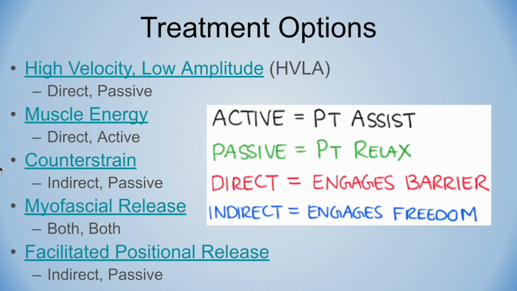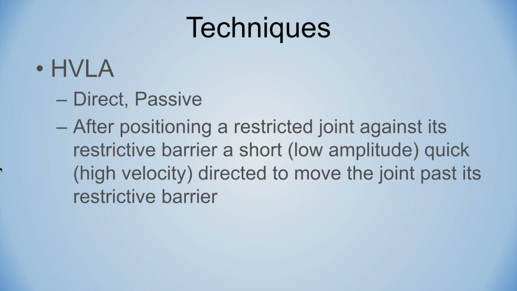And so HVLA is a form of a direct and passive. Muscle energy is a form of a direct active technique. Counter strain is going to be an indirect passive technique. Myofascial release can sort of be both, and facilitated positional release is going to be an indirect passive, very similar to counter strain with a slight change. And we'll just go into a little bit more detail.